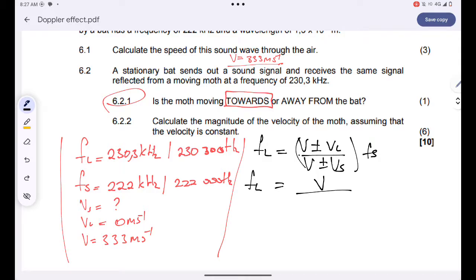And since the source is coming towards the listener, it simply means that, guys, for the velocity of my source at the bottom, I'll choose to use a minus instead of a plus. Why? Because the source is moving towards the listener. Are you together? The source is moving towards the listener.